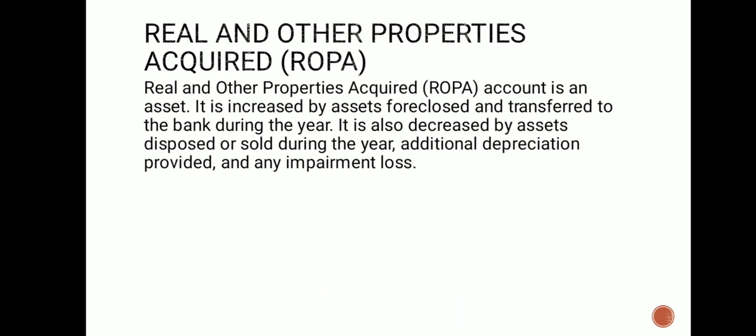So again, this ROPA account is recorded by the bank every time there is a foreclosed property. Usually when a borrower takes a loan from the bank, it takes millions, so the borrower guarantees it with a property. And in the event that the borrower cannot pay the debt to the bank, the bank will foreclose the property. Meaning to say, the bank takes the property. That's why at that time it is recorded as ROPA. So supposedly ROPA is an asset.